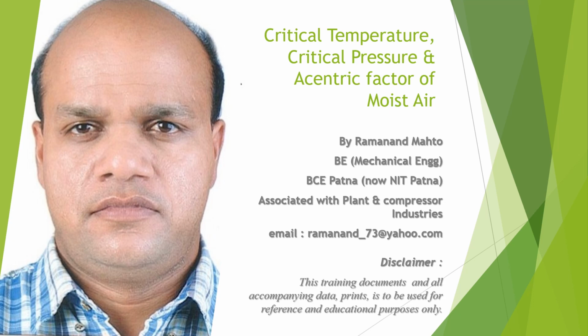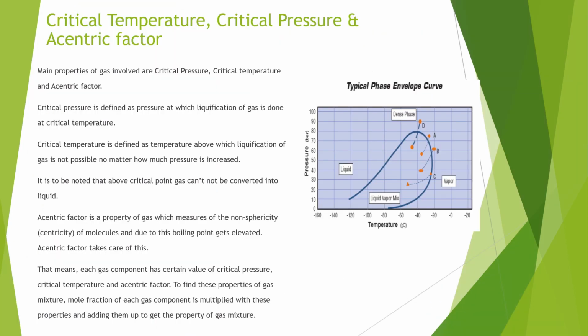Critical temperature, critical pressure, and eccentric factor of moisture. Moisture consists of dry air and water vapor. In the previous section we understood how to calculate these properties for the dry air, and we also know the values for the water vapor. So we can calculate the critical pressure, critical temperature, and eccentric factor of moisture.